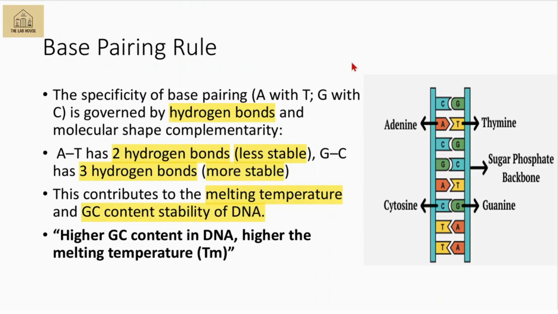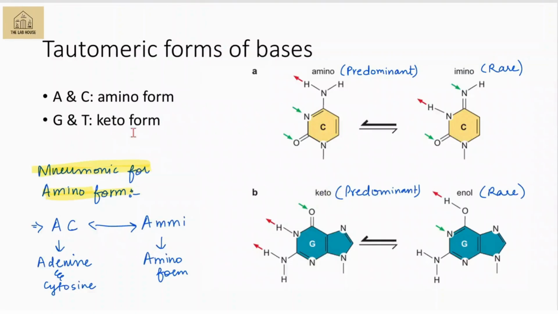Then we discussed the base pairing rule, the hydrogen bonds. There are two hydrogen bonds between adenine and thymine and three hydrogen bonds between guanine and cytosine, making the guanine and cytosine pair more stable. The melting temperature depends upon the guanine-cytosine stability: higher the GC content, higher will be the melting temperature. Then we saw the tautomeric forms of the bases. A and C exist in the amino forms mainly, while G and T exist in the keto form mainly. We discussed the mnemonic for the amino form: AC and AMI. Adenine and cytosine exist in the amino form predominantly.